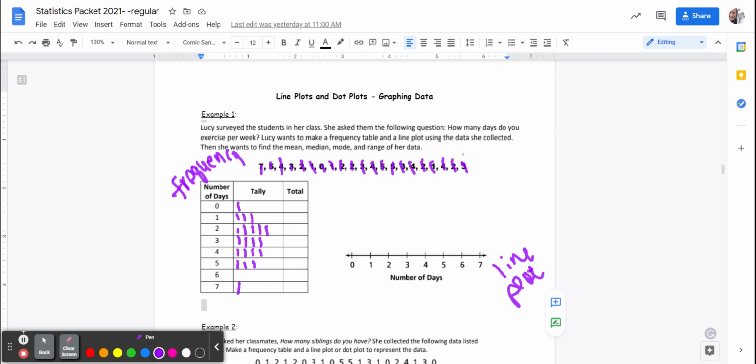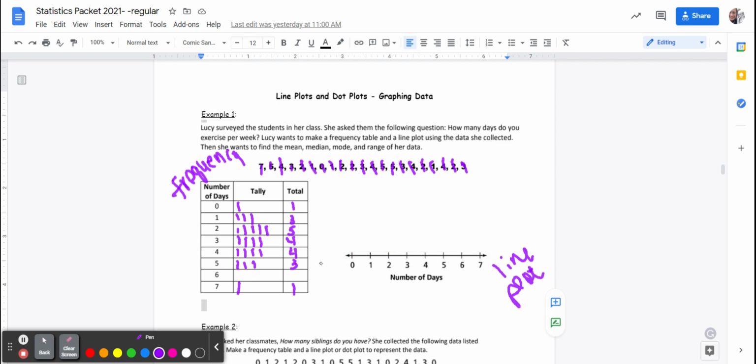Now that I put all these tally marks in, I'm going to write the total. I think I had one 0 and three 1s, and I had 1, 2, 3, 4, 5 2s. Now you might say, wait, wasn't I supposed to put a slash through it? I purposely did not put a slash through that, and I'll show you why in a little bit. Then 4 3s, 4 4s, 3 5s. Nobody said 6 days. So either they exercised 5 days a week, or one person 7 days a week.